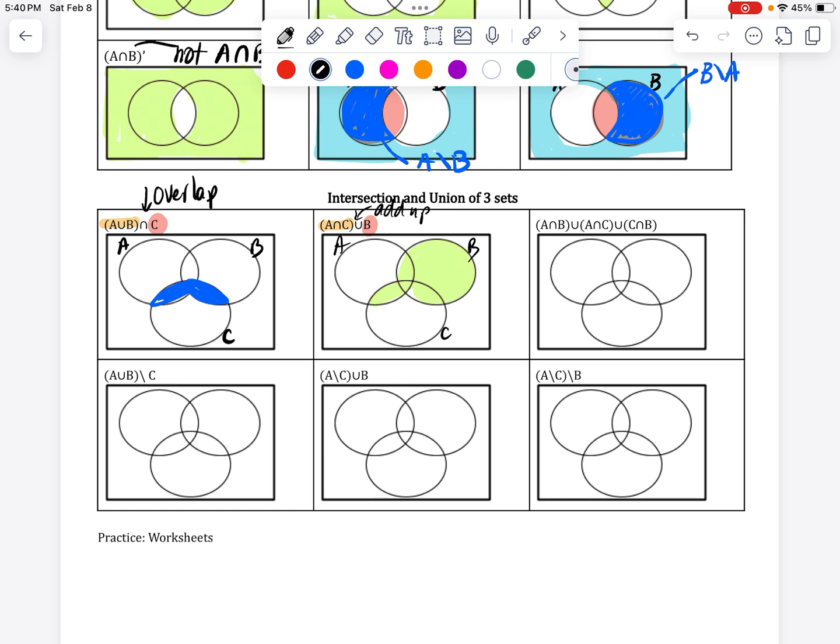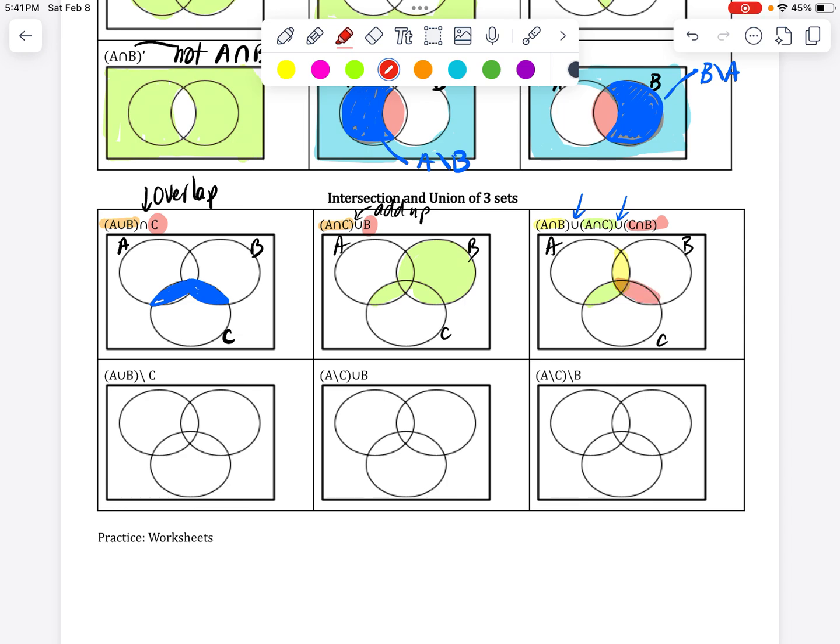Okay, next up, we got A and B or A and C or C and B. So each of these ors in the middle just means we're going to be adding up all the shading. So I highly suggest start by coloring A and B, A and C, and C and B, so each of these individually. So A and B would be here. A and C would be here. Oh, sorry, here. And C and B would be here.